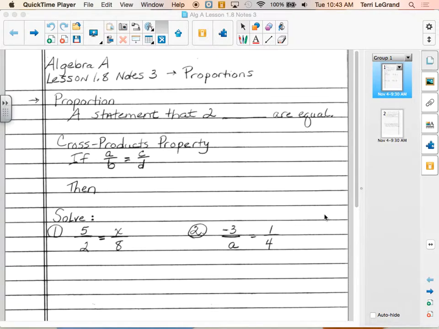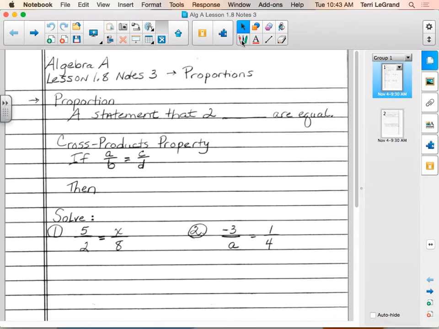Lesson 1.8. Our title today is proportions, and our learning goal is pretty short. I can solve proportions. First of all, we got to know what a proportion is. What is a proportion? We're going to fill in the blank here, and it will tell us. A statement that two ratios are equal. So we already know what a ratio is.